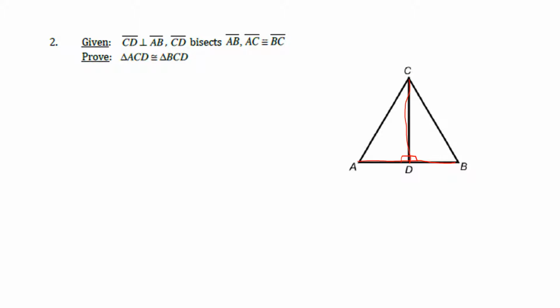And then taking a look at the second given, CD bisects AB. That means AB, which is a segment, is cut in half and should form two congruent segments. So I should be able to say that this segment is congruent to that segment. And our other given is that AC is congruent to BC. So I can also mark those off as congruent, AC and BC. So let's go ahead and quickly set up a statements and reasons proof.